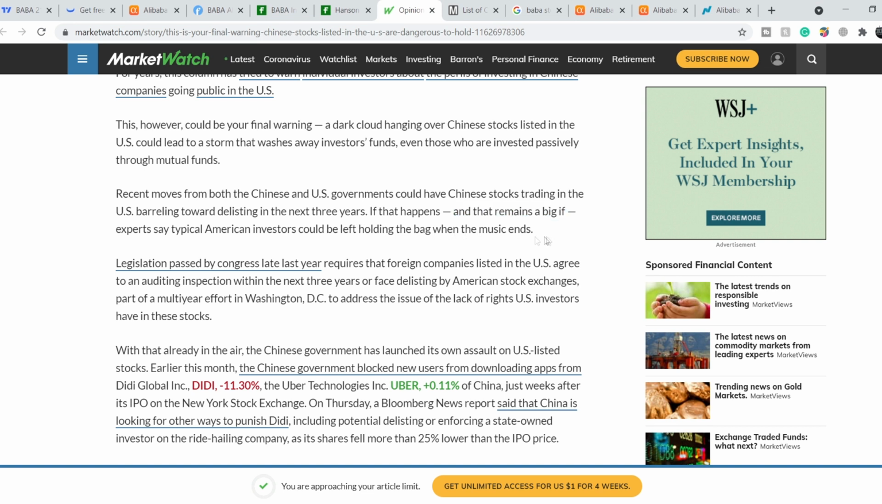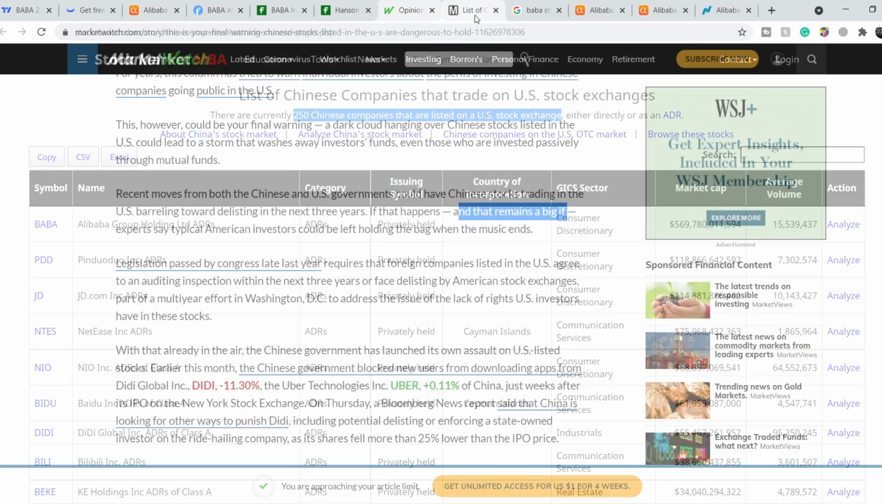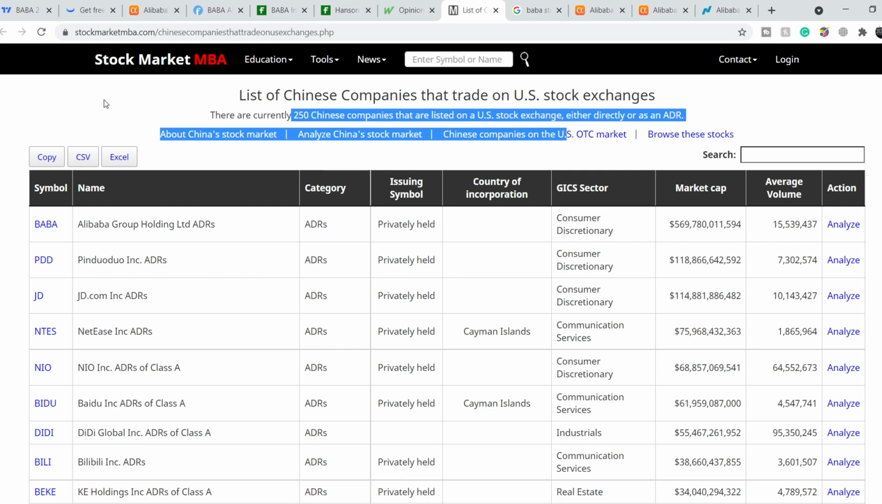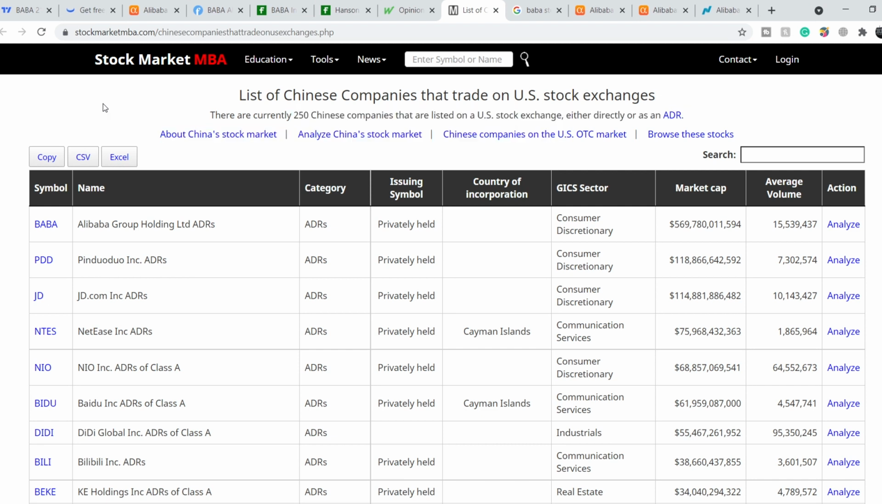when the music ends. And I have to say that we have at least 3 years, basically 2.5 years, because the zero date is the end of 2020. And we have a big if it happens. And in my opinion, it won't happen because we have exactly 250 Chinese companies that are listed on the US stock exchange. And the total market cap for all of these companies is more than $2.1 trillion. And the United States and China are benefiting from this listing.